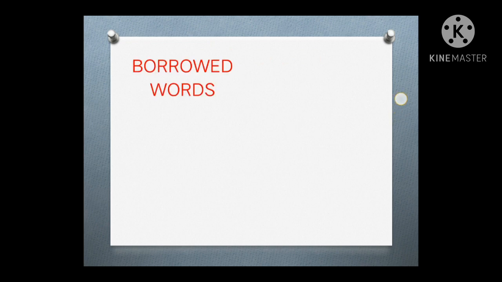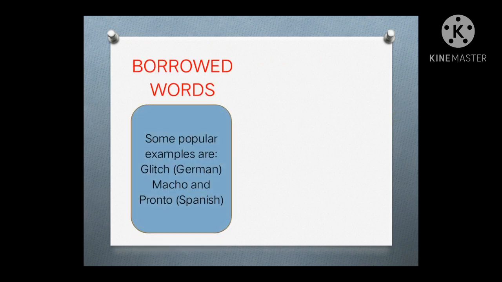Borrowed words. Some popular examples are glitch from German and macho and pronto from Spanish. These words came from different nationalities but are used around the globe and as part of the English language.